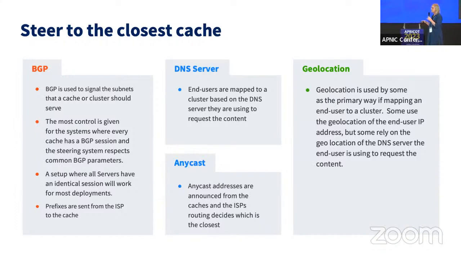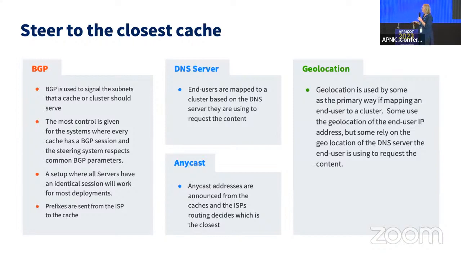Many CDNs are also using the DNS server that the end user is using to request the content. And what they do is that they take the individual name servers in the ISPs and map that into each of the clusters that it belongs to. So the end users are basically mapped to a cluster based on the DNS server that they're using to request content.